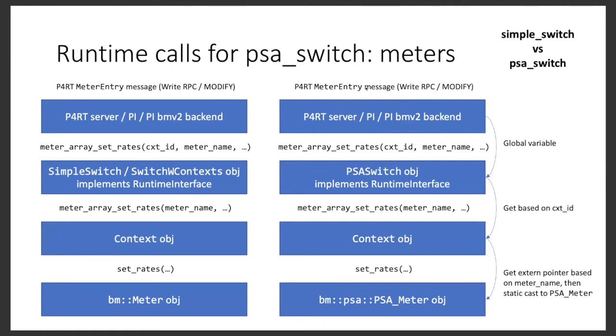However, as soon as you get into externs and, for example, meters, the implementation is going to be a bit different because for meters, simple switch, which is on the left here, is going to use a meter object, which is part of the BMV2 standard library, whereas in PSA, we're going to use an external implementation, which is going to be specific to the PSA target, to the PSA architecture, which is called PSA meter. Now, granted, this meter object is implemented by encapsulating an object of type BM meter. So we use encapsulation to avoid having to duplicate the code.